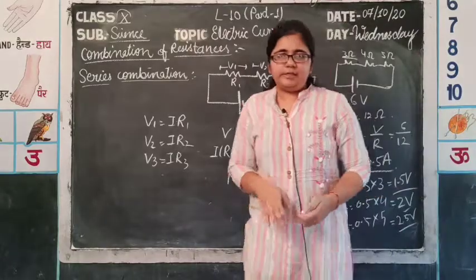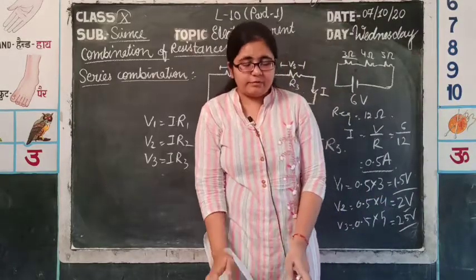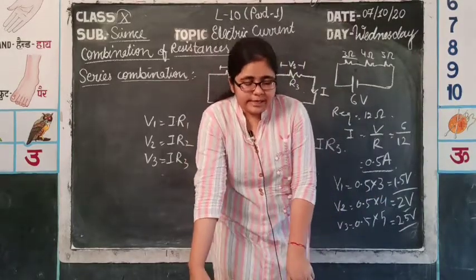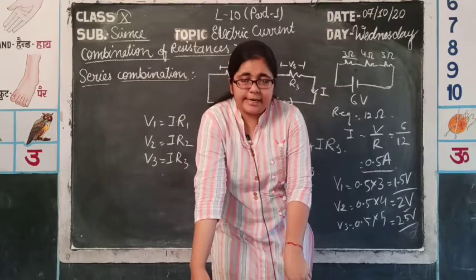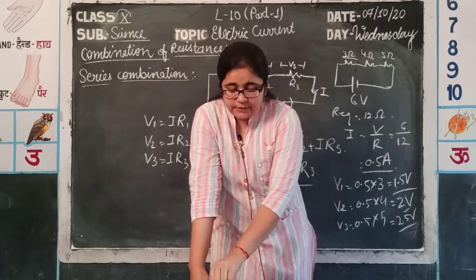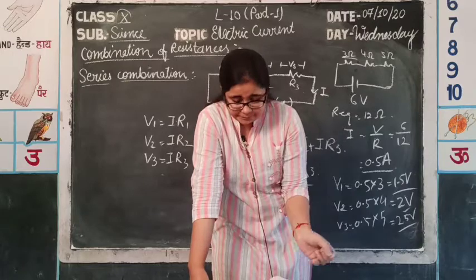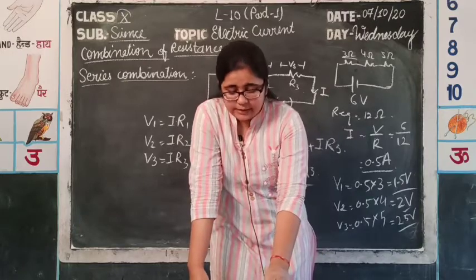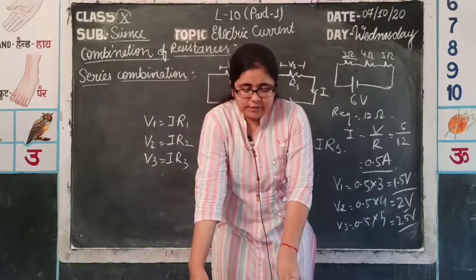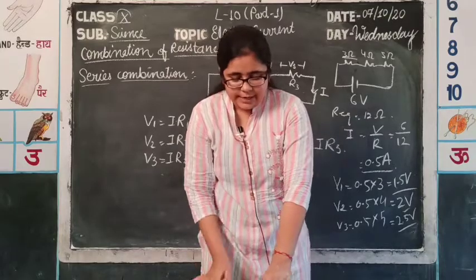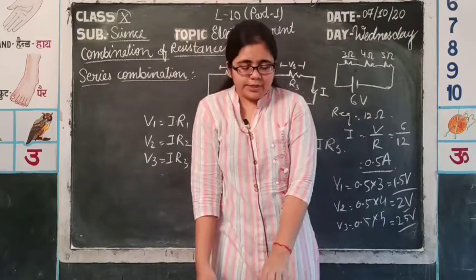So today we have discussed the basic definitions of current and potential difference, then we studied Ohm's law and got the value of resistance, then we studied what resistance is, and now we are discussing the combination of resistances. We have discussed the series combination and we will discuss the parallel combination in the next class.